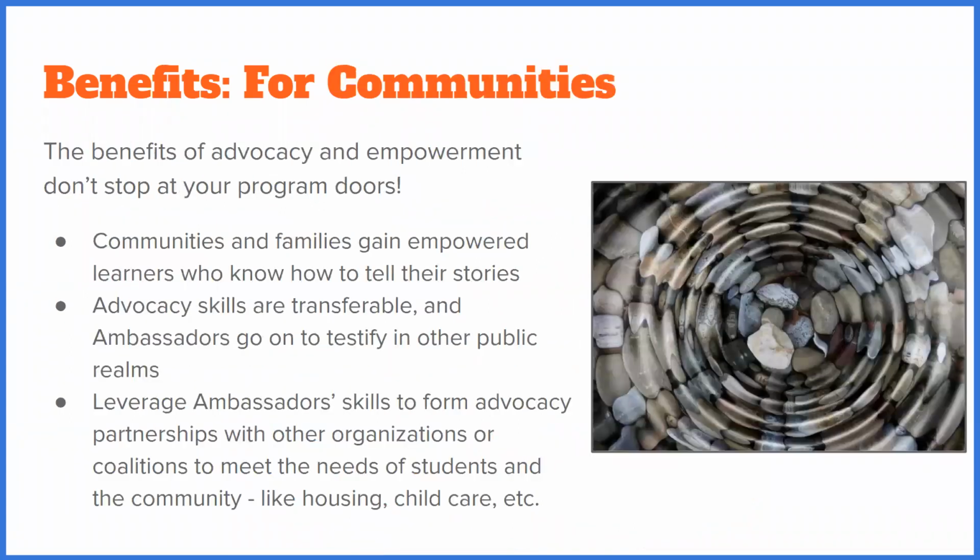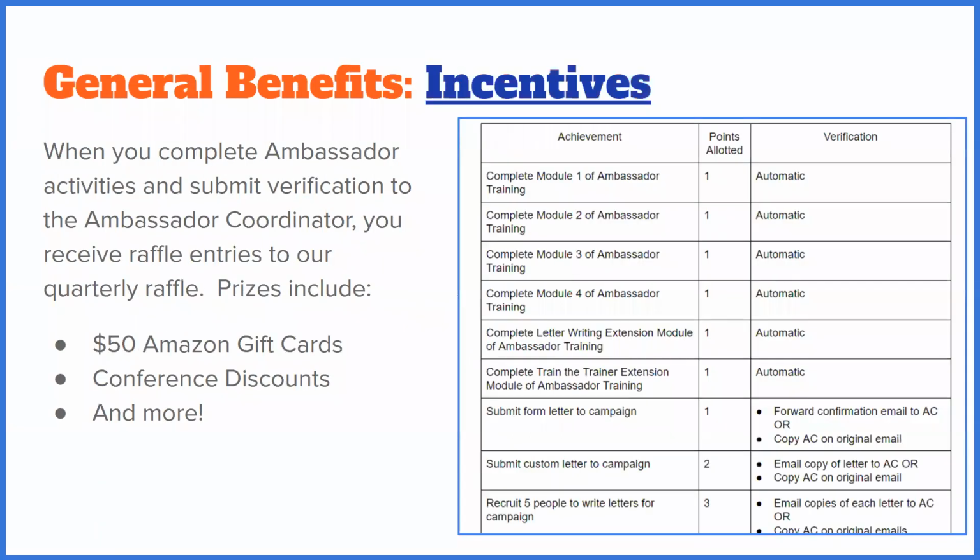And then of course, we have the ripple effect. When members of a community are empowered, the community is empowered. And like I mentioned to Ruba, the advocacy skills are transferable. Ambassadors go on to testify in other public realms. And you can leverage your skills as an ambassador to form advocacy partnerships with other organizations or coalitions to advocate for needs like housing, childcare, etc.